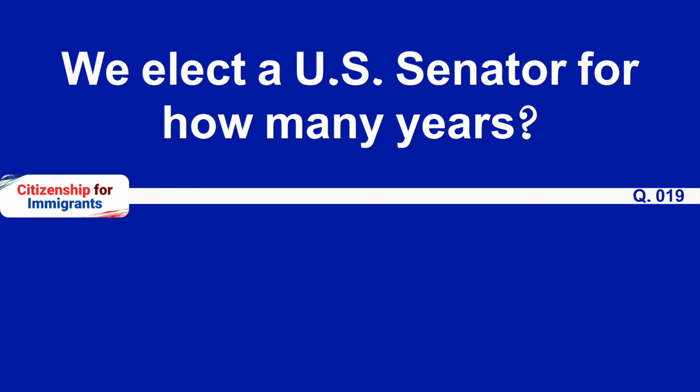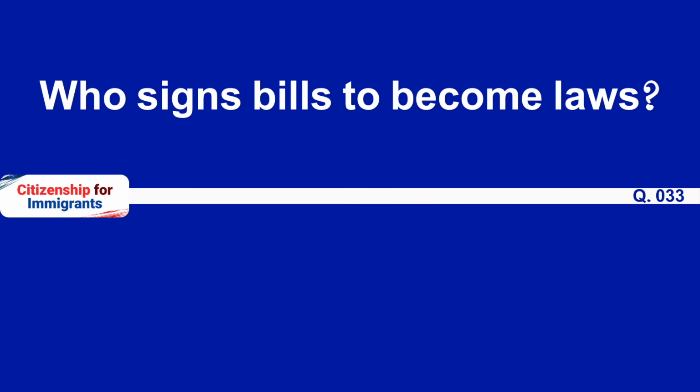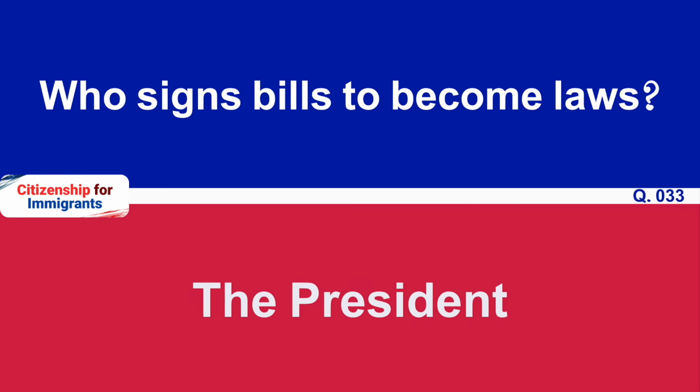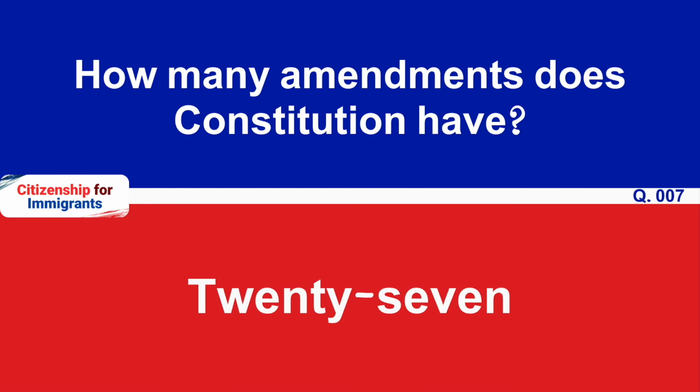We elect a U.S. Senator for how many years? 6. Who signs bills to become laws? The President. How many amendments does the Constitution have? 27.